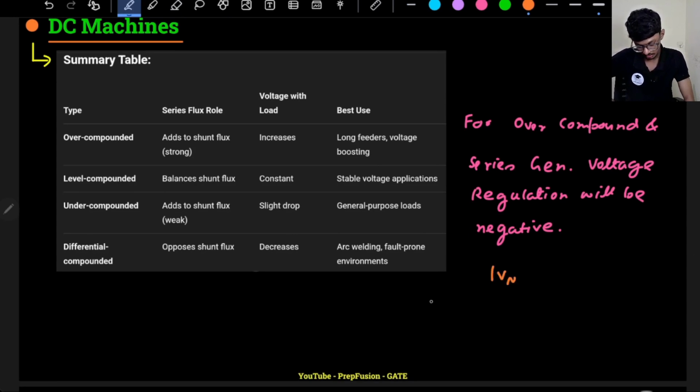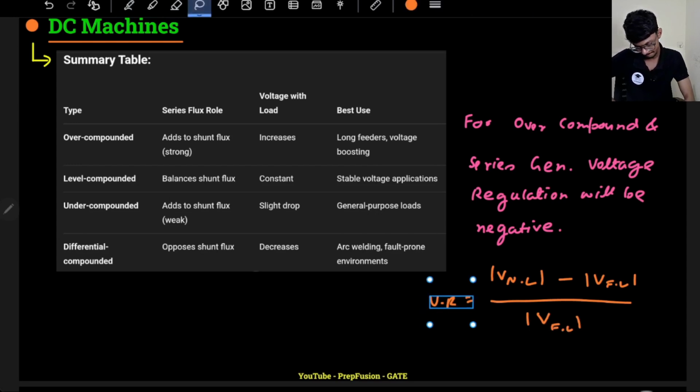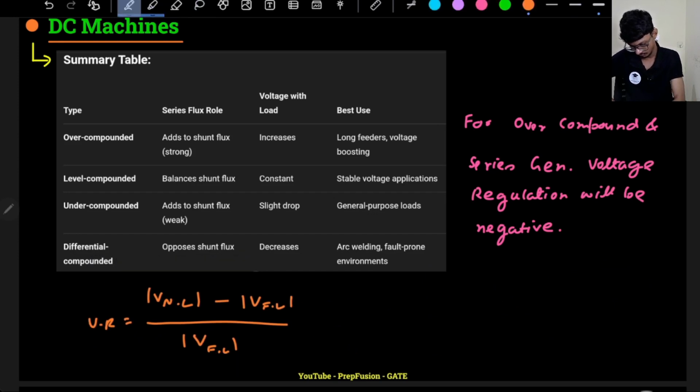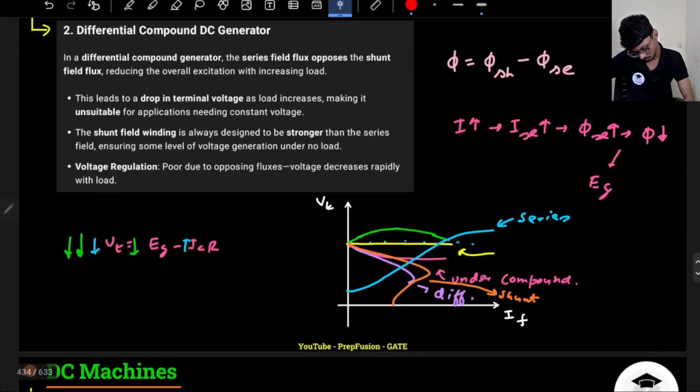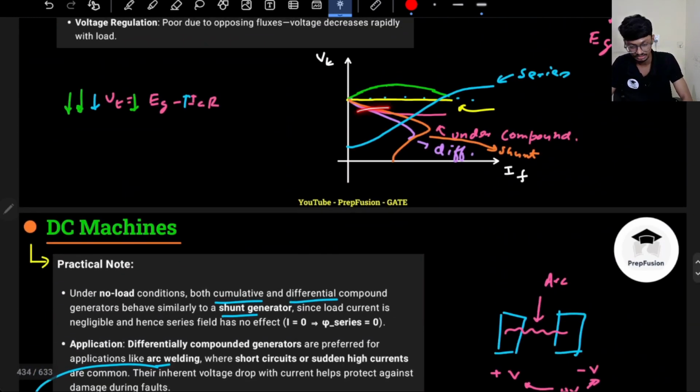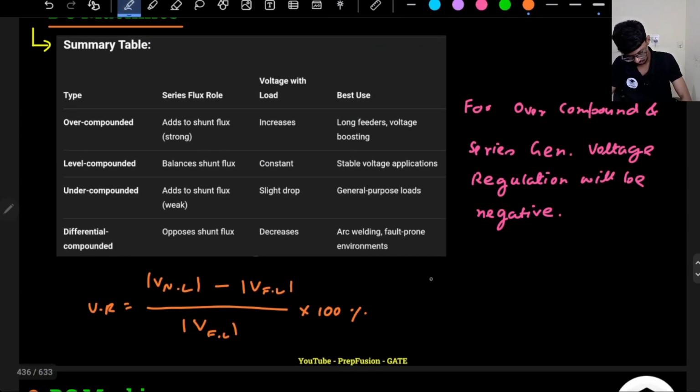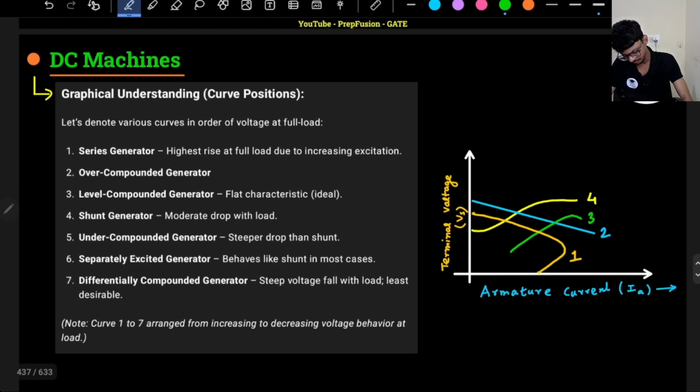What is the voltage regulation formula? Voltage regulation is V no load minus V full load, divided by V full load, into 100%. For over compound and for series, the no load voltage will be lower than the full load voltage. That's why the voltage regulation will be negative. For all the other cases, voltage regulation will be positive.